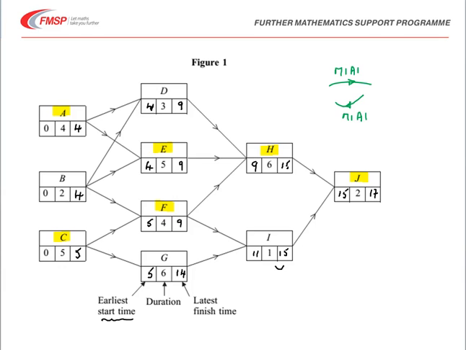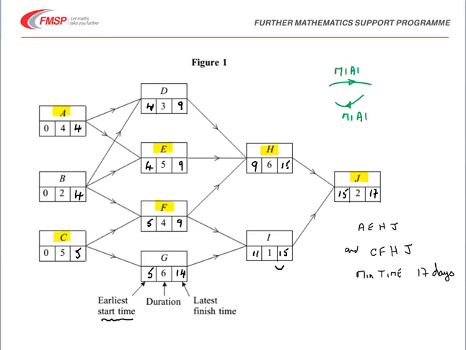The critical paths, rather, are A, E, H, J, and C, F, H, J. And the minimum time is the other thing we're asked to look at. The minimum time is given by the latest finish time of J, which is 17, and this was in days.